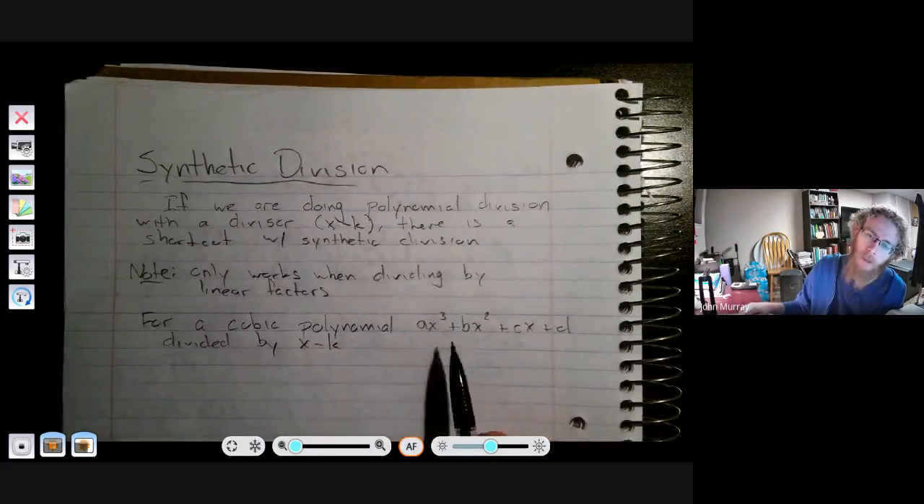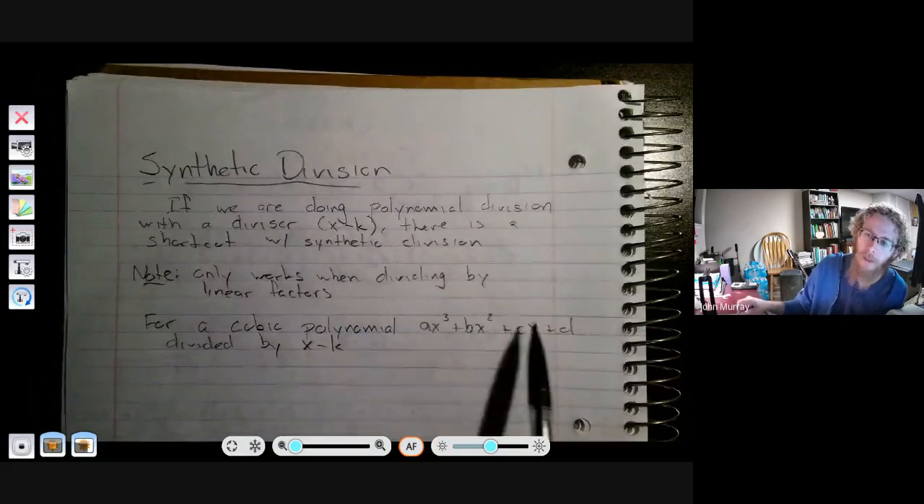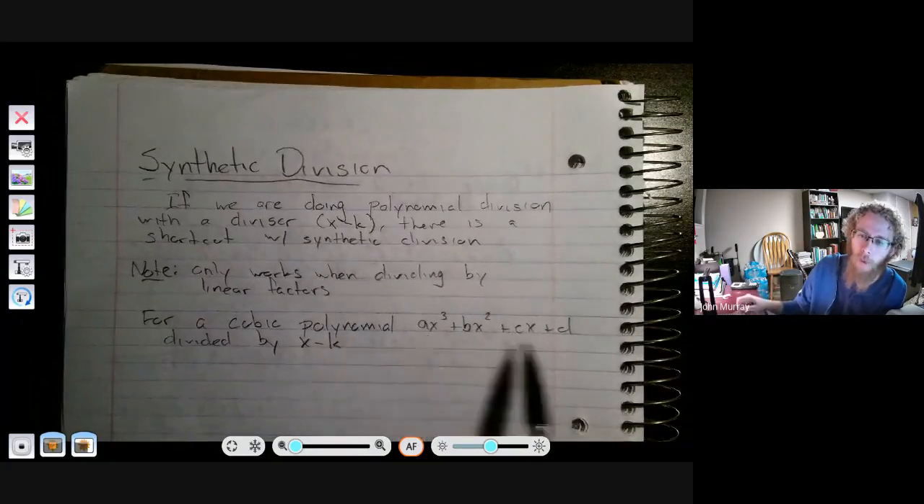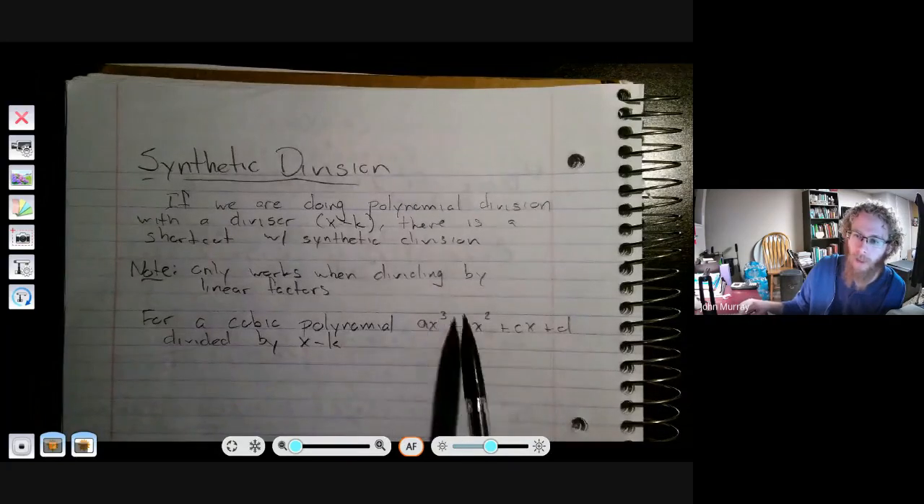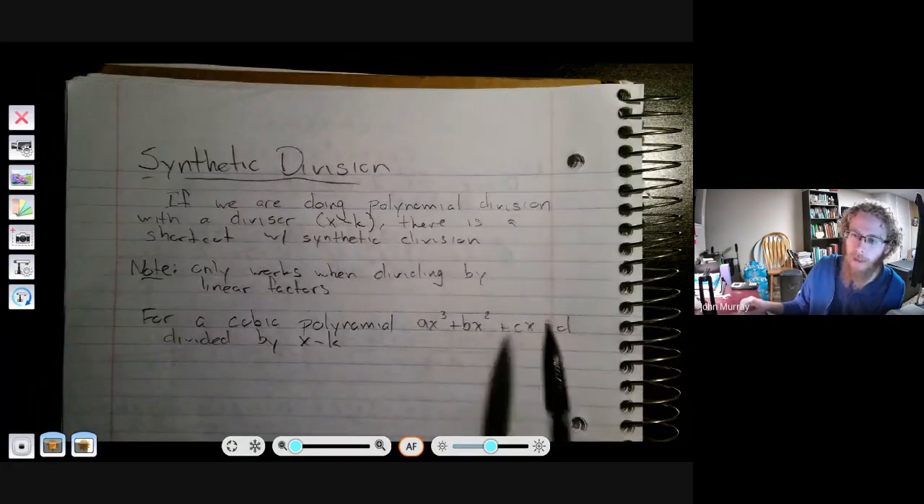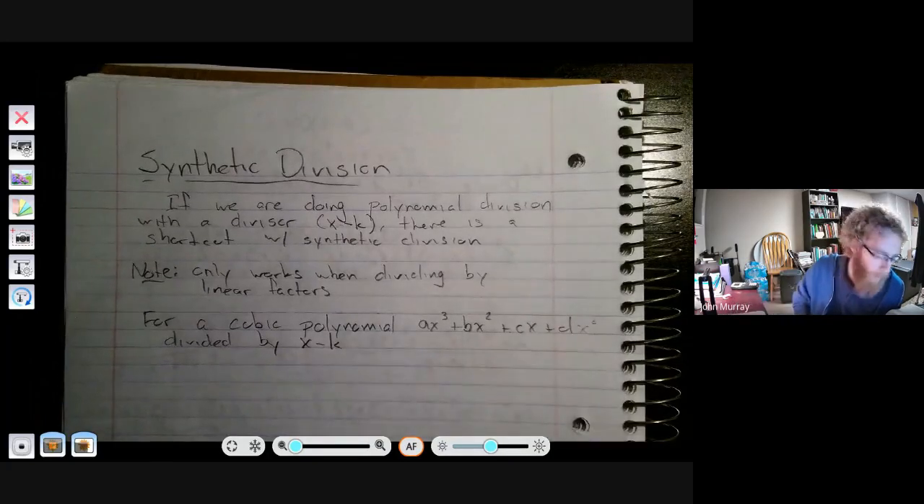So I have ax to the third, bx squared, cx, and d. Notice that this is in what's called polynomial standard form. Our exponents decrease in order. Technically, this is x to the first, and this would be an x to the 0, but we don't write that.